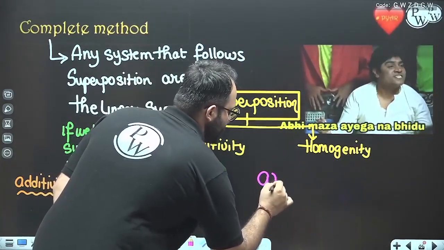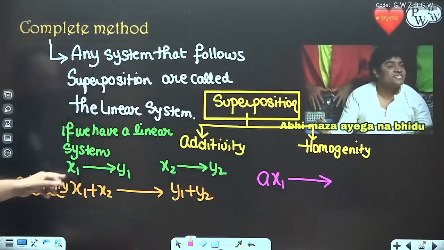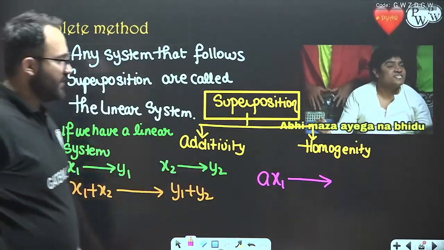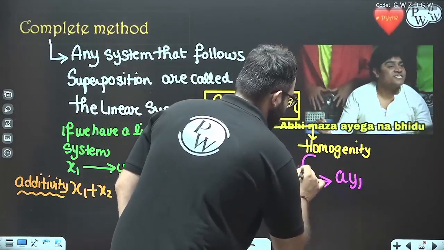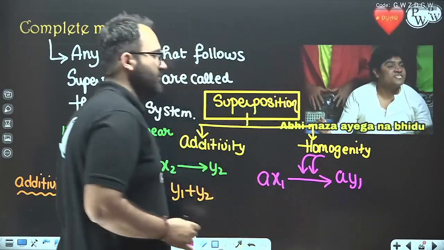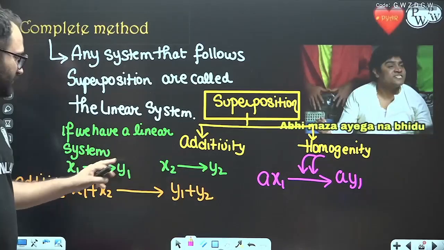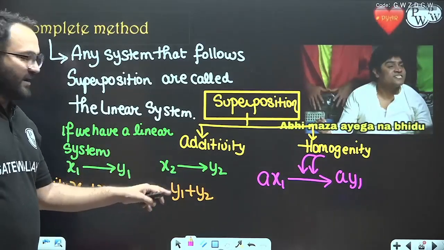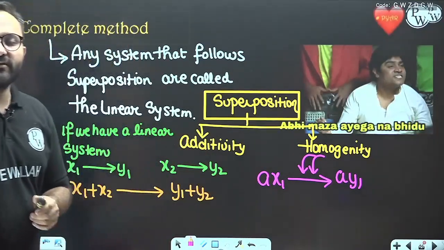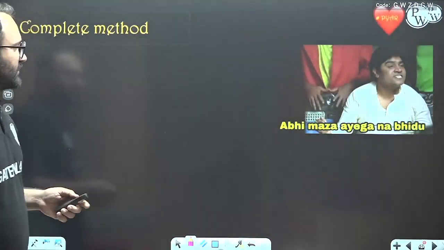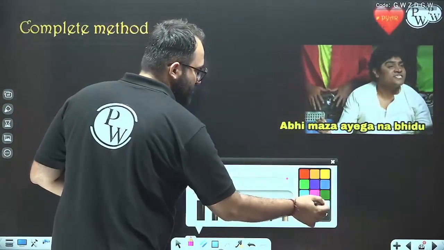Homogeneity says that if we multiply the input by some constant a, then the output will also get multiplied by that constant. So this is given by homogeneity. So what is additivity? Additivity means if we add the two inputs, we get the addition of the two outputs. If you multiply the input by some constant, the output should also get multiplied by the same constant. So this is additivity and homogeneity. Combining the two, we get superposition.